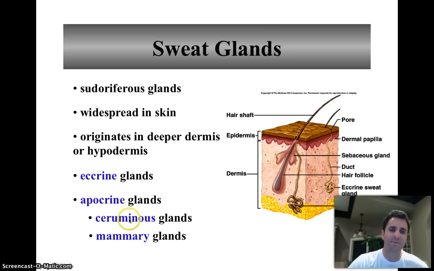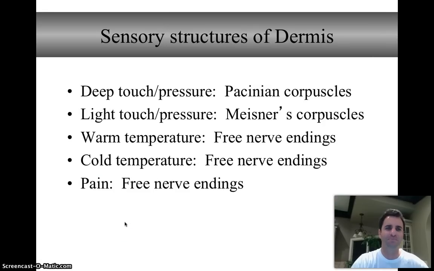Now, ceruminous and mammary glands, these are specific types of apocrine sweat glands. Ceruminous makes cerumen, which happens to be earwax. That earwax is produced as a protective mechanism so that other things like bacteria or bugs or what have you can't climb in, which of course would be not ideal. And then you have mammary glands, which produce your milk. We told you in class today that mammary glands were modified sweat glands. I know, weird to think about.